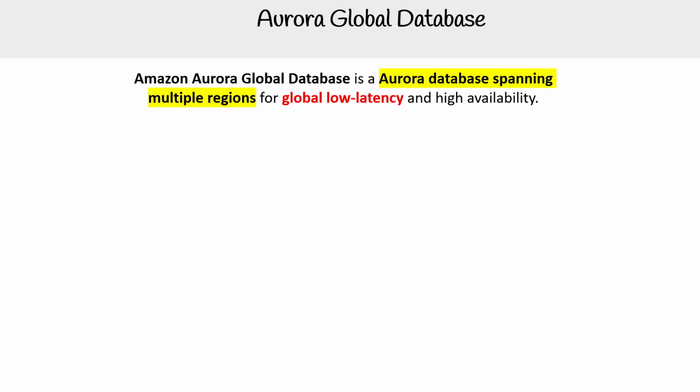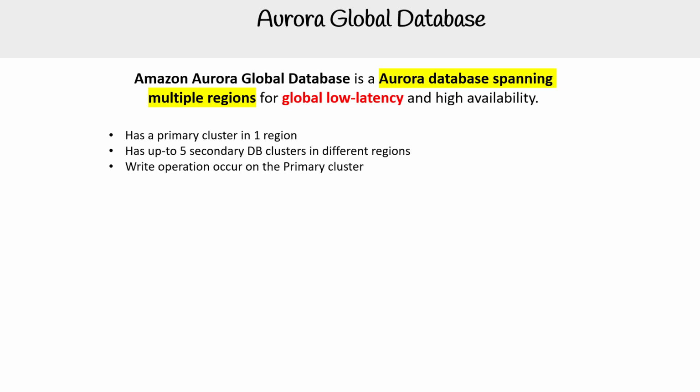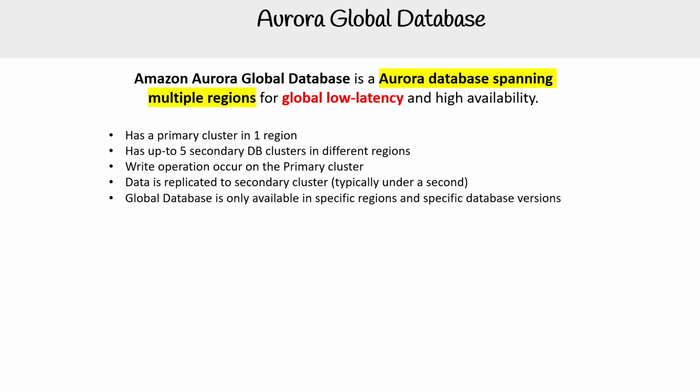Amazon Aurora Global Database is an Aurora database spanning multiple regions for global low latency and high availability. It has a primary cluster in one region and up to 5 secondary DB clusters in different regions. Write operations occur on the primary cluster. Data is replicated to the secondary cluster, typically in under a second.